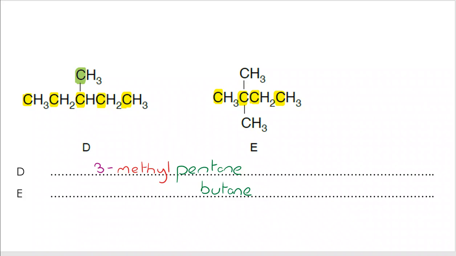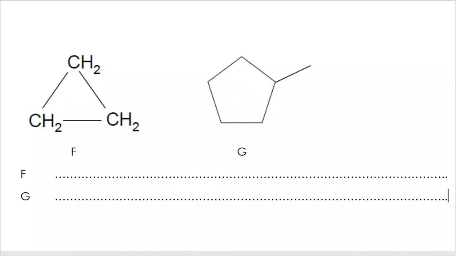On the next one, we have got the longest carbon chain is 4. So my name is based around butane. There are 2 methyl groups coming off it. So 2 methyl groups means dimethyl, and I need to say where those methyls are. Now, don't get mixed up because they're both on 2. You don't only use the number once. We need to specify that each of them are on the second carbon. So the name here is 2,2-dimethylbutane. So let's move on and look at F and G.